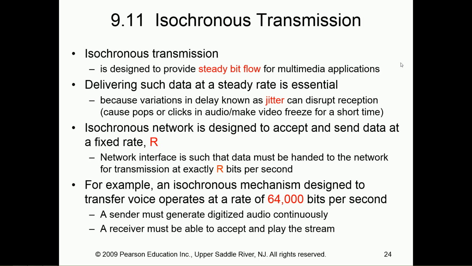Last is our Isochronous Transmission, and that is to allow for a steady bit flow. One of the interesting things here is it's a steady rate flow. Things that need less noise, less jitter, things like VoIP or voice. That way it can guarantee a specific delivery.